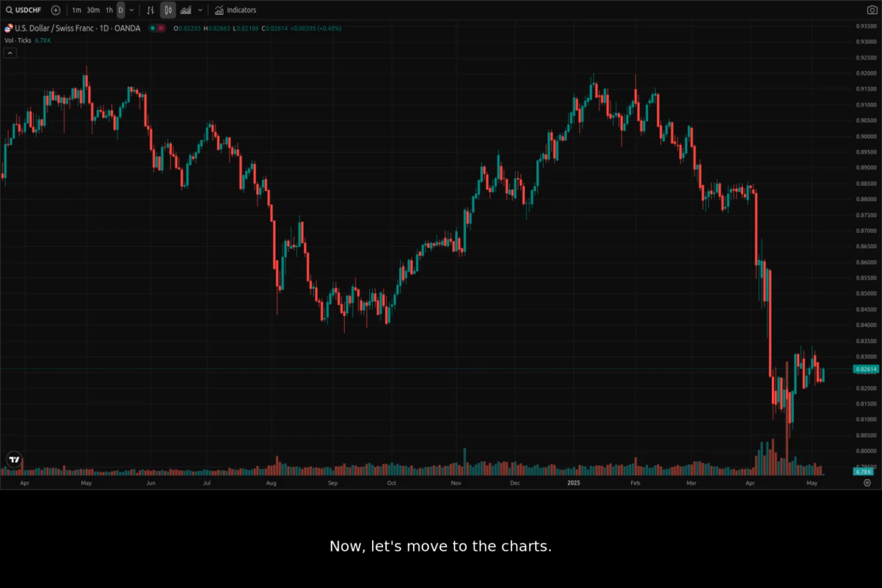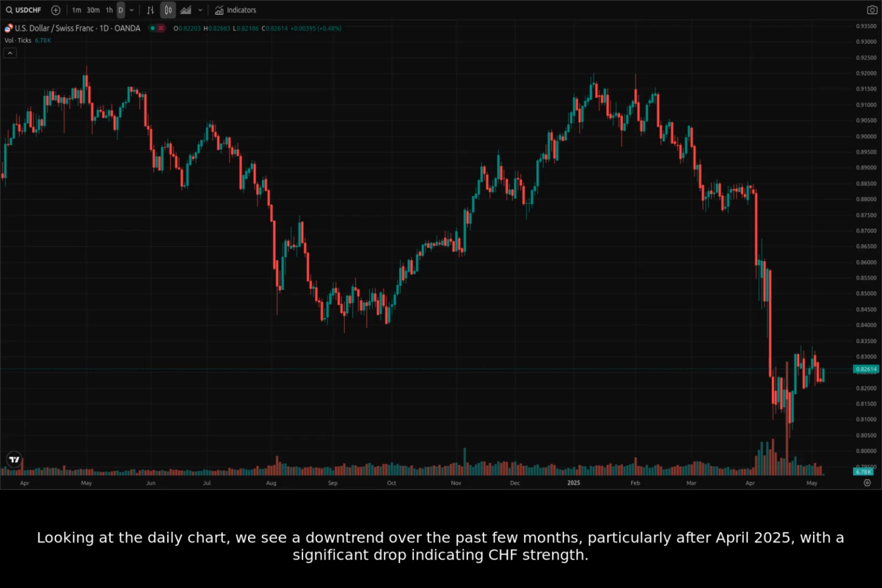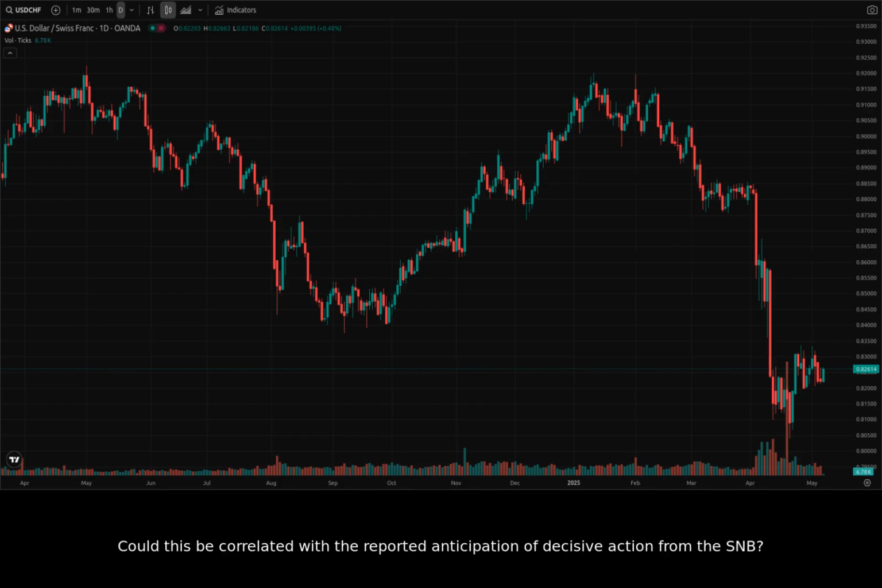Now, let's move to the charts. We'll start with the daily chart to get a broad overview of the USDCHF. Looking at the daily chart, we see a downtrend over the past few months, particularly after April 2025, with a significant drop indicating CHF strength. Could this be correlated with the reported anticipation of decisive action from the SNB?